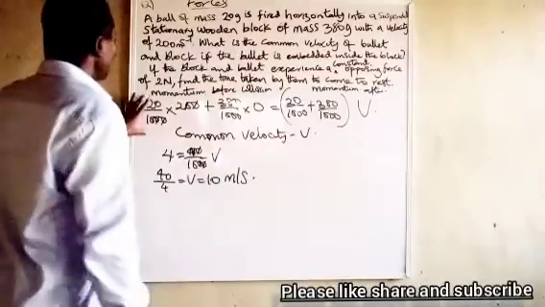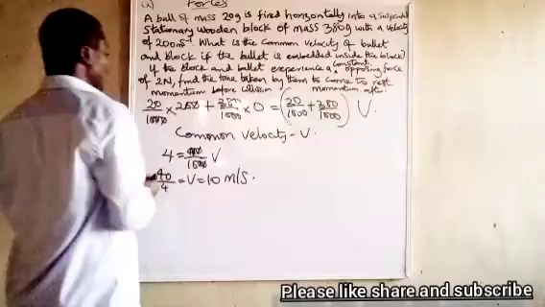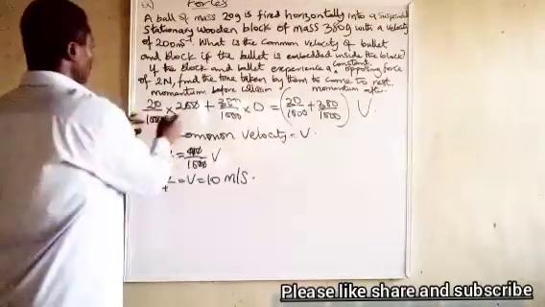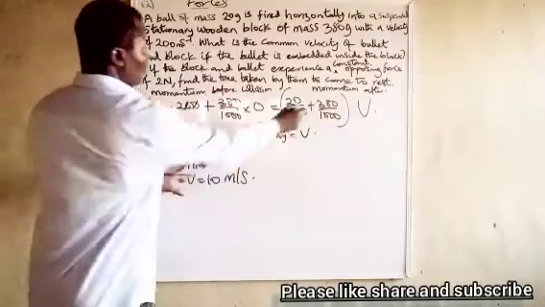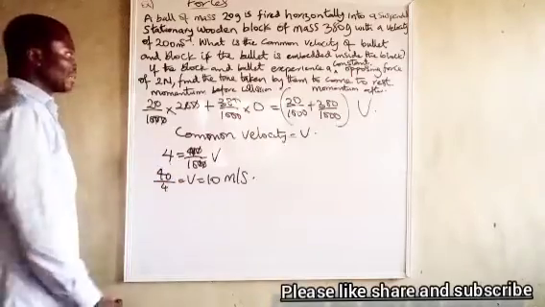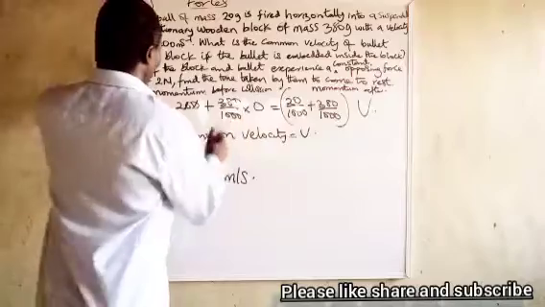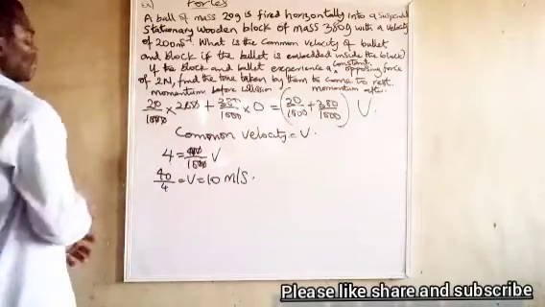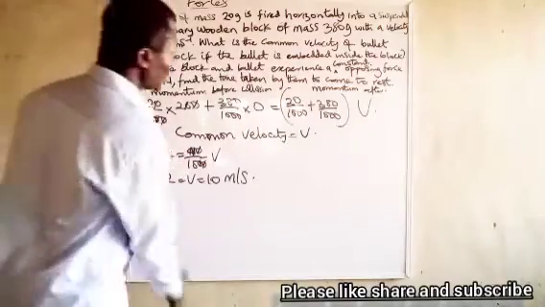Now here, this is the momentum before collision. This is the momentum after collision, just to make sure that the law of conservation of momentum holds. So the common velocity is what we are trying to get now. Therefore, this one I cut, this one is 0, so this one is 4, and this one is 400 over 1000 V. So at the end of the day, 40 over 4 equals 10 meters per second. So the common velocity is 10 meters per second.